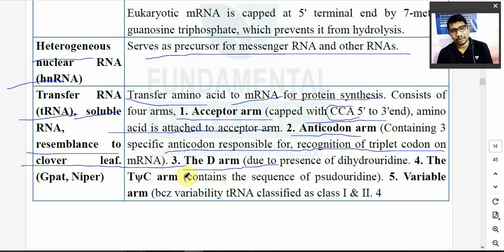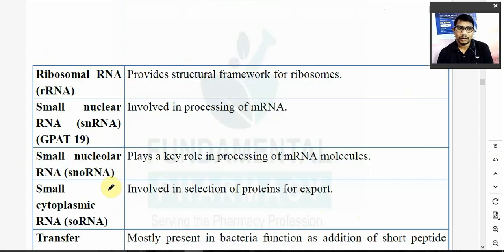So D arm is the name given because of the presence of dihydrouridine. Then fourth arm होता है T-psi-C arm, which consists of a sequence known as pseudouridine. And the variable arm होता है because of the variability of tRNA. They are classified as tRNA 1, 2, etc. 1, 2, 3, 4 tRNA.